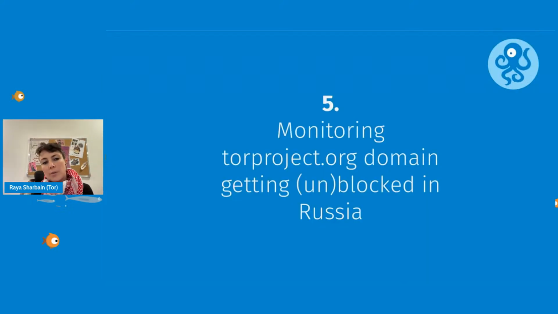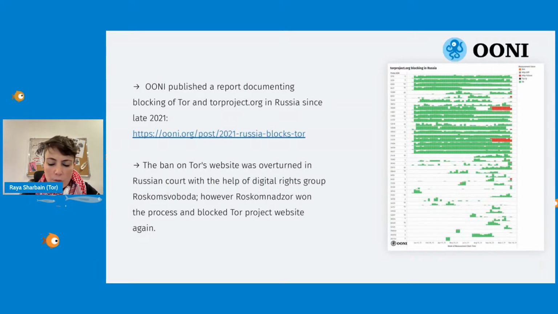And finally, one of the bigger cases we've worked on in the past year, and with the huge help of OONI, was monitoring the blocking of Tor, but also the blocking of torproject.org in Russia. So late last year, actually exactly a year ago, we started receiving some cases from users telling us that they're having trouble accessing Tor in Russia. And through OONI, OONI published a report which monitored and documented the fact that actually a website was being blocked. This was taken to court thanks to a digital rights group in Russia called Roskomsvoboda.